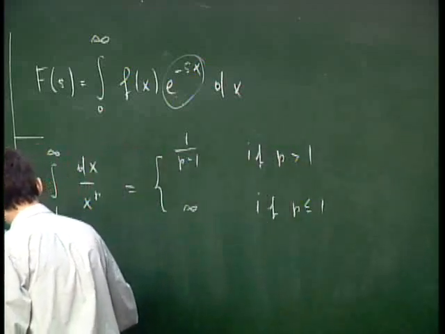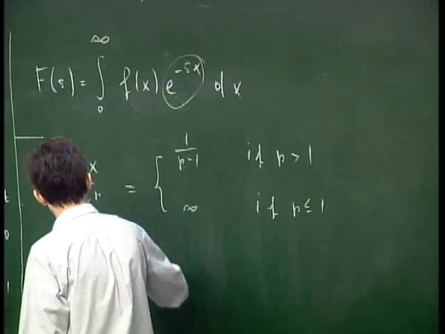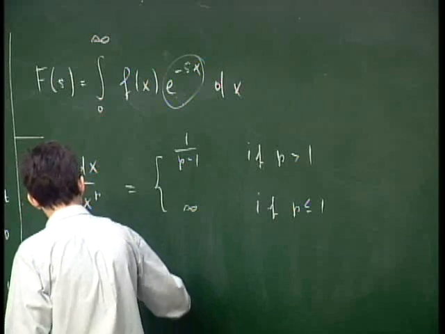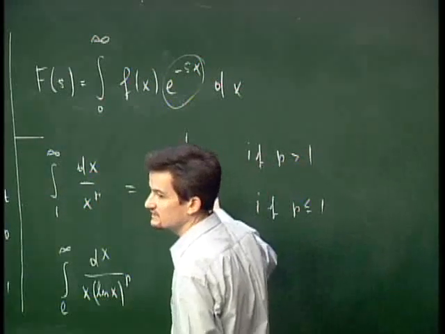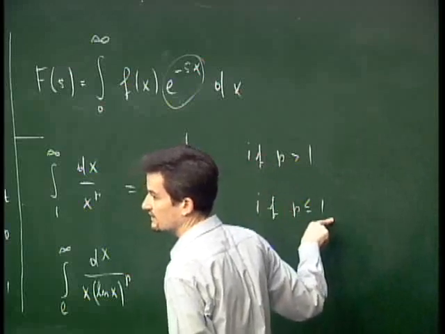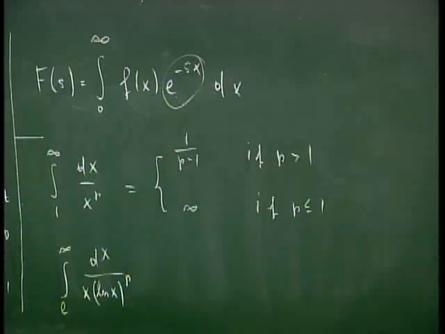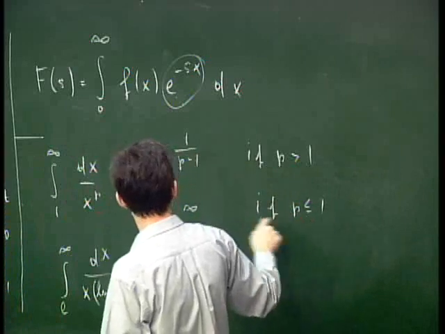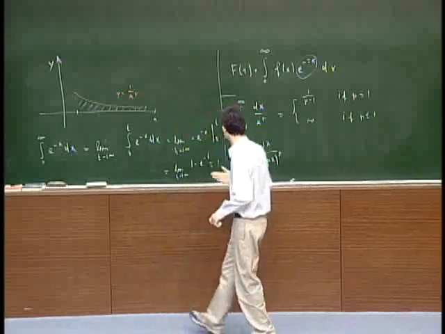For instance, if you look at this integral from e to infinity of dx over x times ln x to the p. You see that the boundary case is the case p equal to 1. The function 1 over x is the function which separates the good from the evil. If p is larger than 1, these are the good functions, p smaller than 1 are the evil ones, and 1 over x is the boundary function.